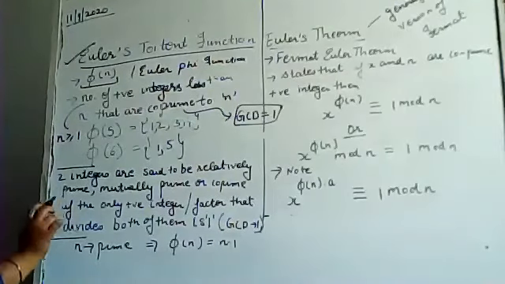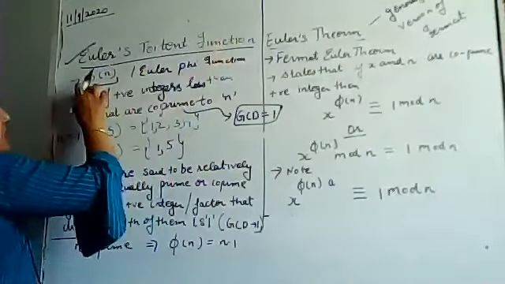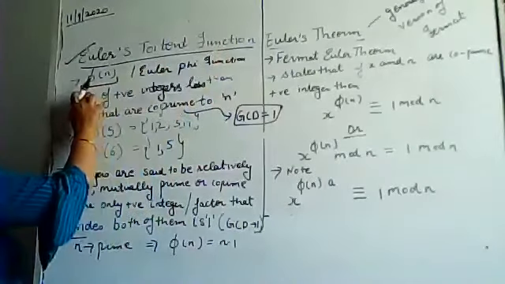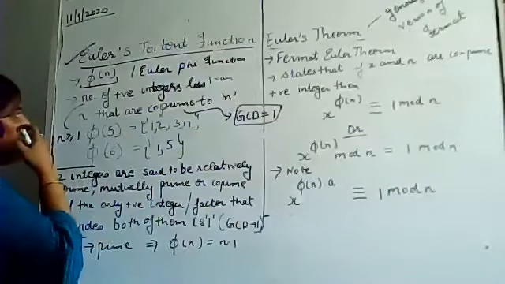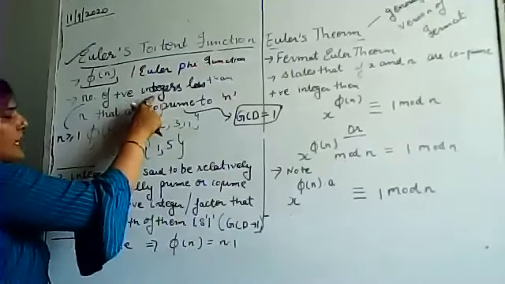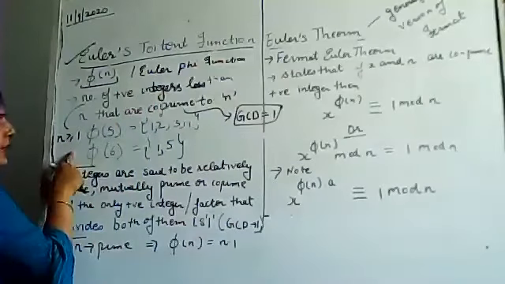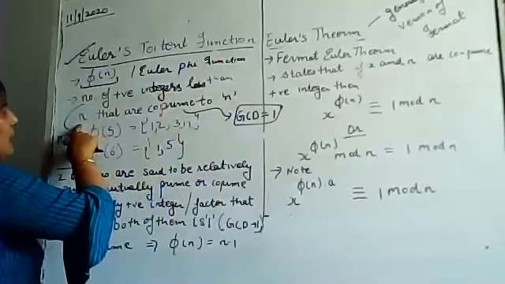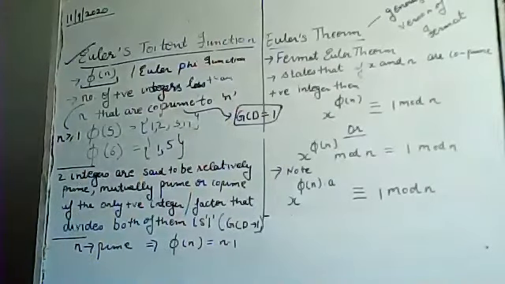Clear? So by definition, I am just repeating, what is the Euler totient function? We represent this particular function with this symbol, which is also known as the Euler phi function. So what does it contain? It contains the number of positive integers, greater than or equal to 1 and less than n, that are co-prime to n. So all these numbers are co-prime to n. What do we mean by co-prime? Having a GCD value equal to 1.